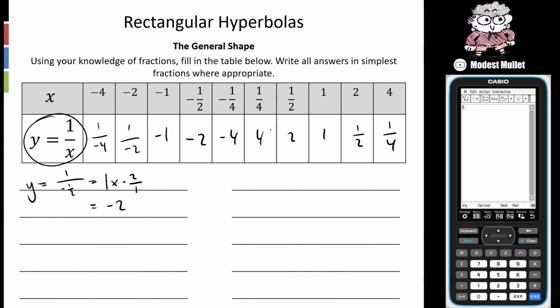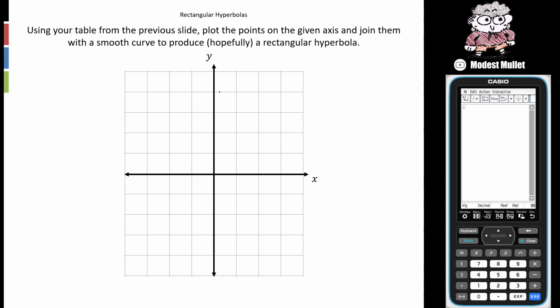So, a quarter is 4, so about there. Let's use a different color. About there. 2 is half, 1 is 1, 2 is half, and 4 is a quarter. So we get those values, and then we get very similar looking over here, like that. And if we play connect the dot, we get this lovely shape here, which is now a rectangular hyperbola.